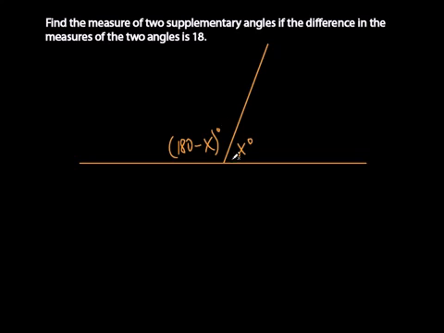Now that's a little confusing at first. Maybe when you come back to class we can go through a couple other ones and explain it a little bit better. But if I call one of them x, the other would be 180 minus x.